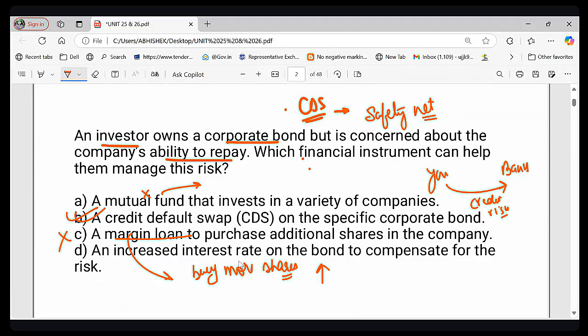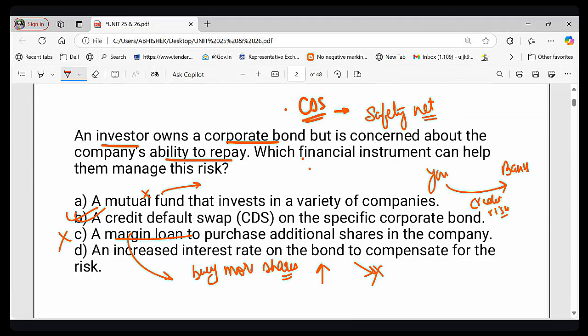Option D, an increased interest rate on the bond. Increasing the interest rate may offer higher return, but it does not guarantee repayment if the company defaults. So this is also not correct. So the correct answer to this question is option B, the credit default swap. It helps you transfer your credit risk.